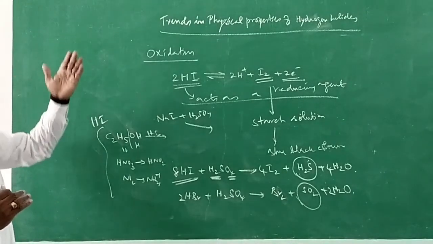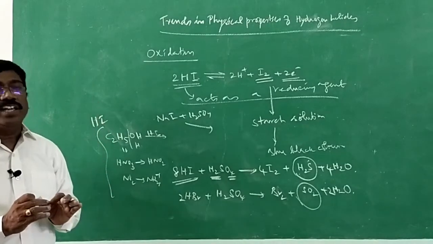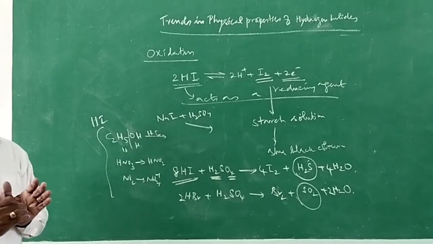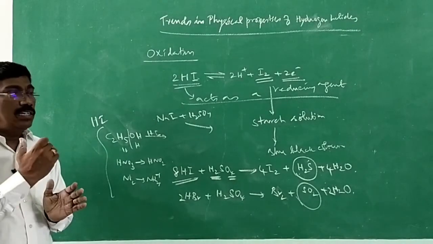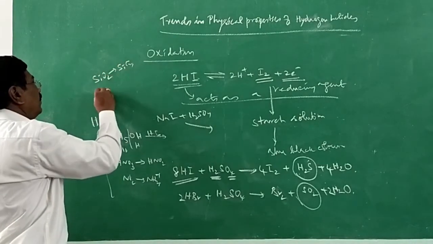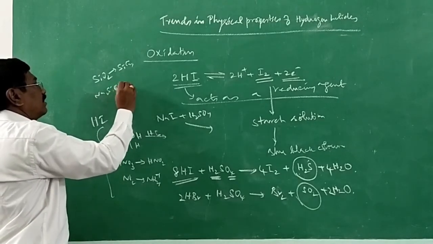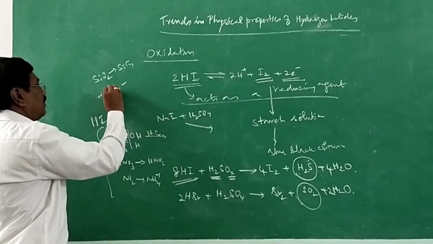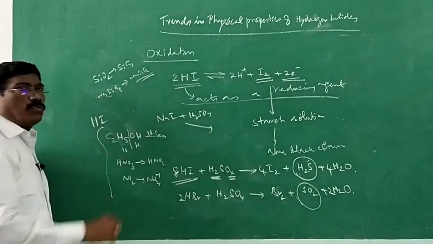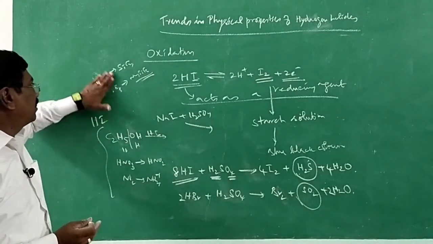And special property of HF, it reacts with silica and sodium silicate to give silicon tetrafluoride and H2SiF6, hydrofluorosilicic acid. So with silica, it forms silicon tetrafluoride. With sodium silicate, it forms Na2SiF6, sodium fluorosilicate. So those reactions are possible only with HF, we have seen.